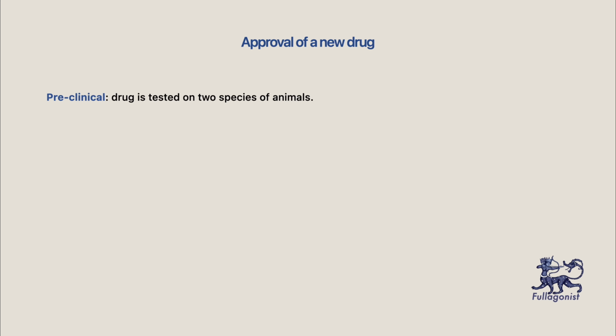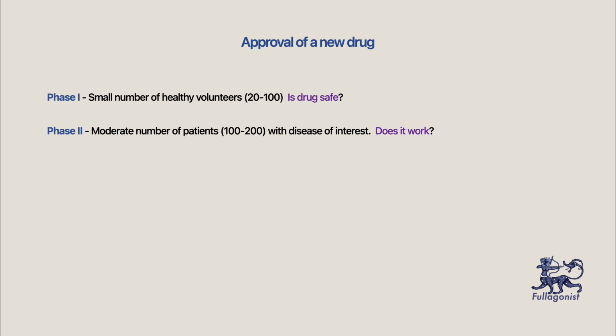First of all, the drug is tested on two species of animals in a preclinical study, of which one is a rodent, usually a mouse, and another one is a non-rodent, usually a rabbit. After that, drugs are tested on humans in clinical trials, each phase having a different goal. Phase 1 clinical trial assesses safety of a new drug in a small number of healthy volunteers, approximately 20 to 100 people. Phase 2 evaluates the effectiveness of the drug in a moderate number of diseased individuals, approximately between 100 to 200 participants. This phase aims to determine whether the drug works or not and defines proper dosing.